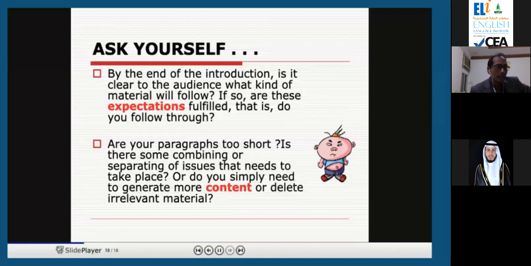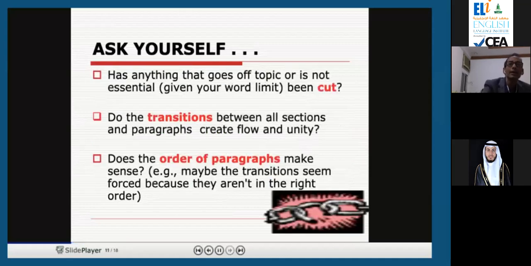Now, when writing a longer essay, we really need to think about content, because there are lots of facts that need to be included. So continue asking yourself these questions, because these questions are like jolts. They will shake you from your beliefs, from your confirmation. Has anything that goes off topic or is not essential, given your word limit, been cut? Every time, you have to go by the word limit in any kind of write-up.